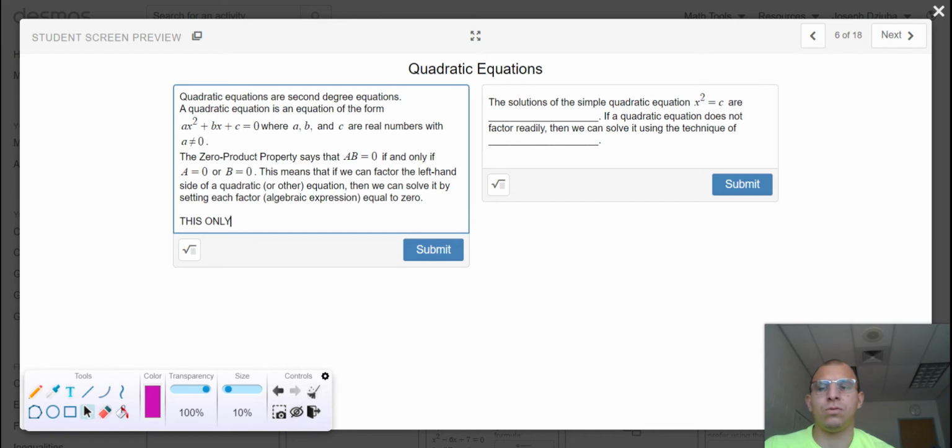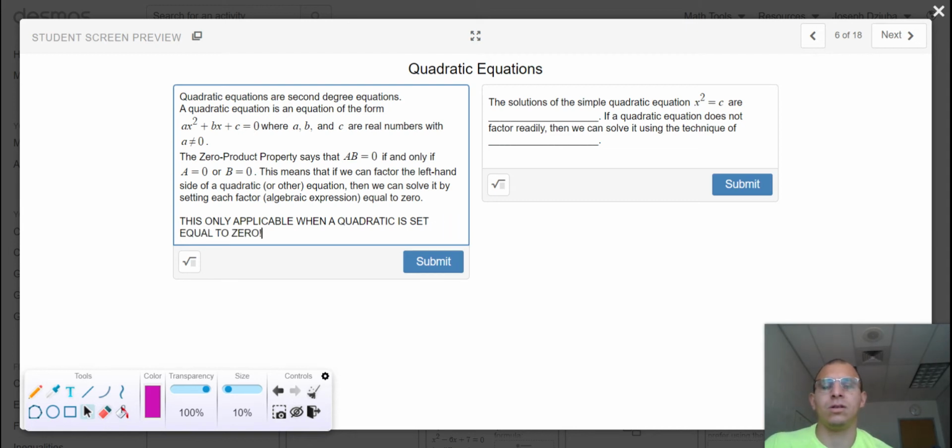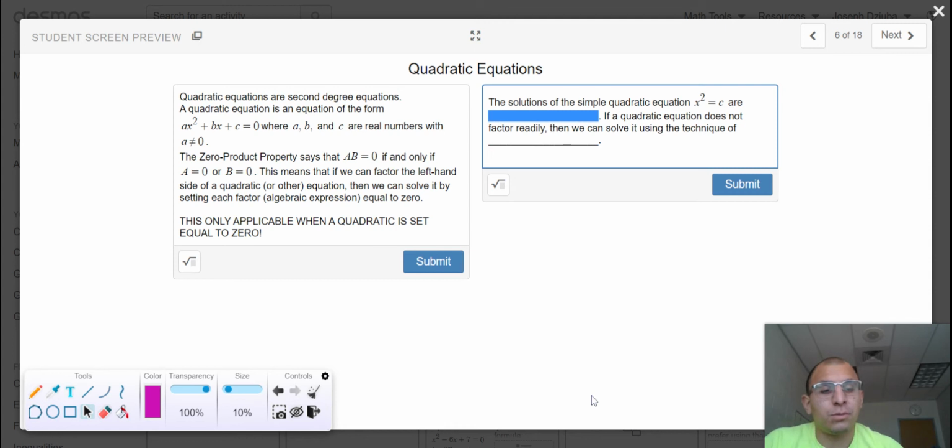This only works when a quadratic... I don't like using the word "works." This is only applicable when a quadratic is set equal to 0. If it's not set equal to 0, factoring is not applicable. However, we do have a special case when we have a quadratic set equal to an individual value algebraically.